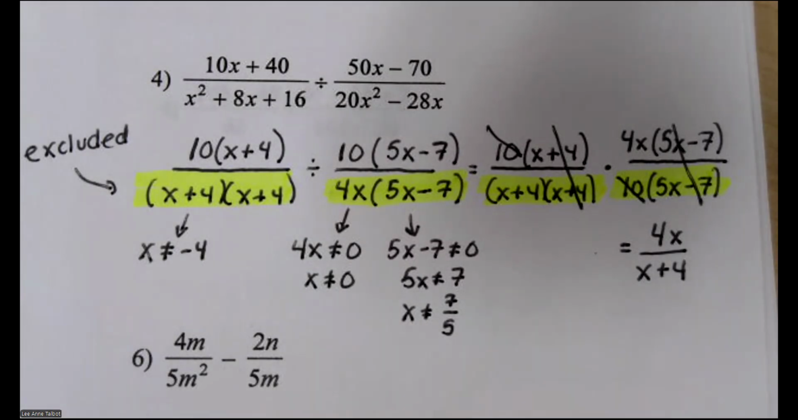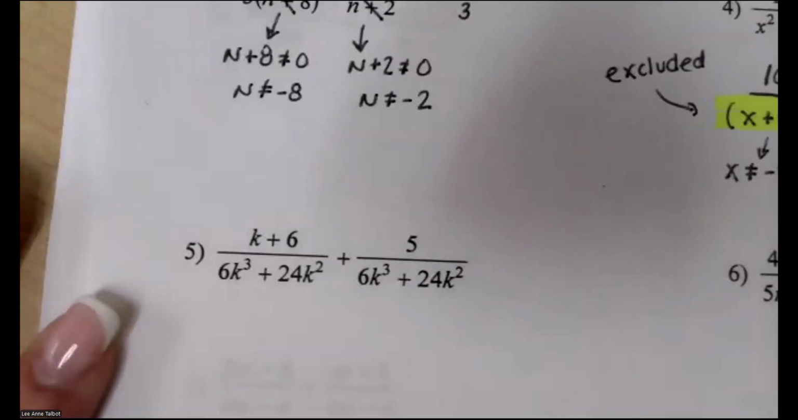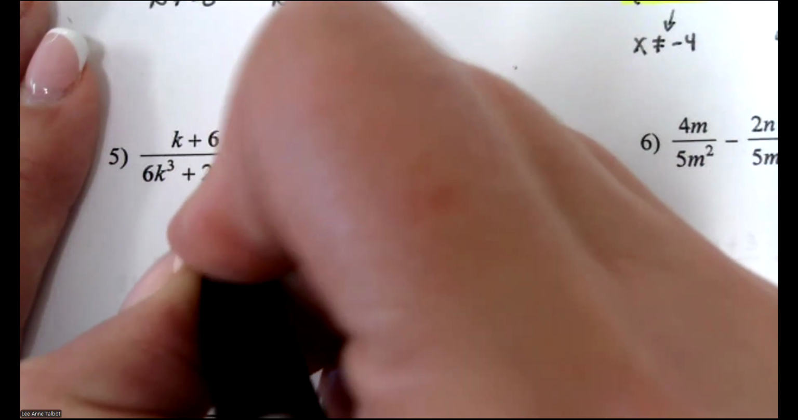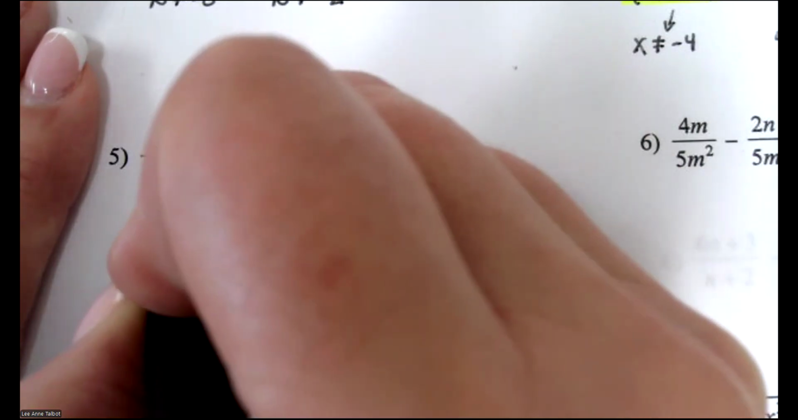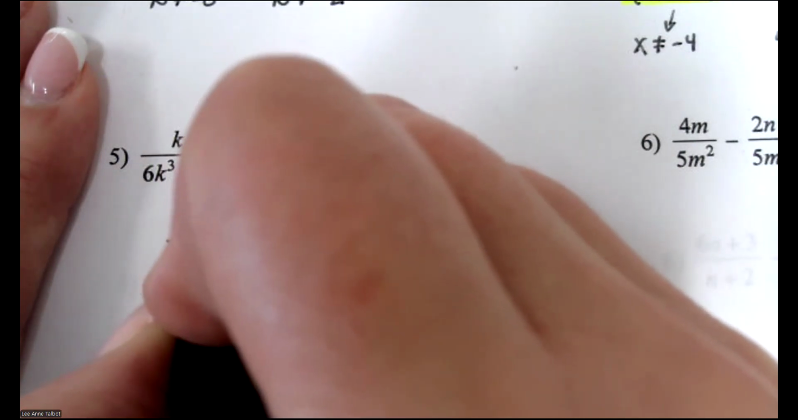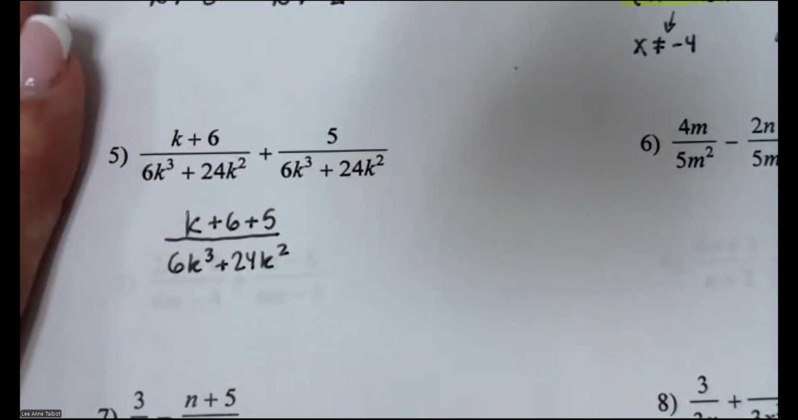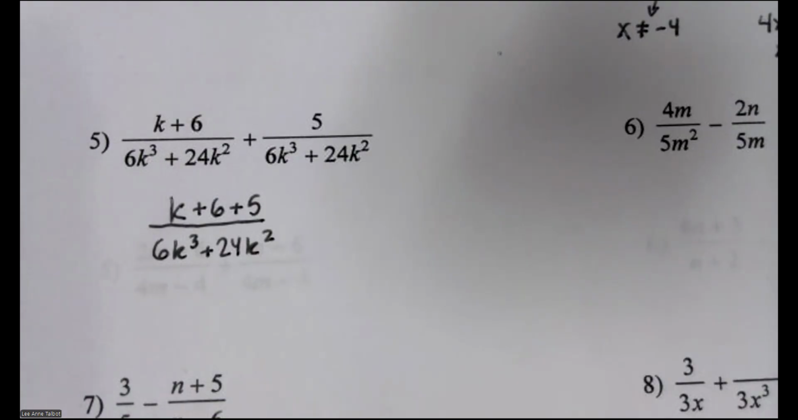Okay, anyone want to ask anything about number 3 or 4 before we move on? You guys sure you're good? Okay. All right. Number 5. Number 5 has a common denominator. Excellent. So that means I just need to add across the top. Bottom stays the same. Add across the top. Bottom stays the same.